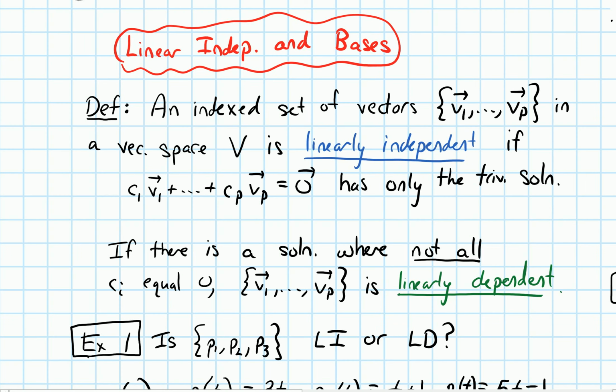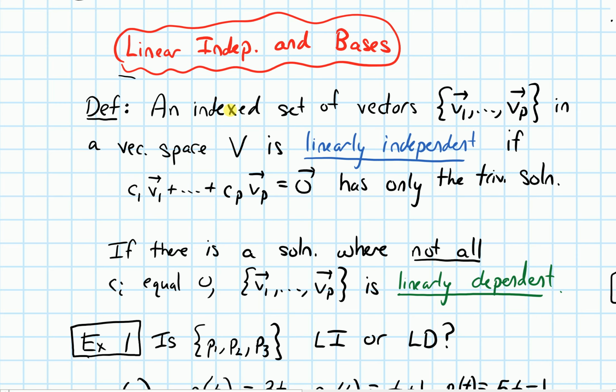In this video, we're going to talk about linear independence in the context of vector spaces, and we'll define what it means for a set of vectors to be a basis. Okay, so let's begin with the definition of linear independence. And this is going to look really similar to the definition that we saw before, just with a minor difference.